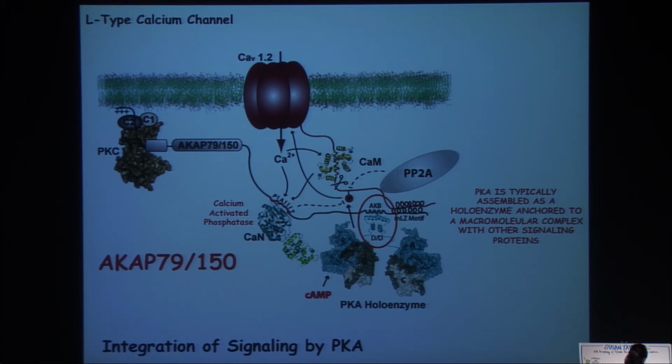Cyclic AMP activates the kinase. It puts a phosphate on the tail of the channel that facilitates opening of the channel, and calcium comes in. Calcium activates calcineurin. So you have this oscillation not only between a kinase and a phosphatase, between cyclic AMP and calcium, and this is the level where we really need to achieve that understanding.